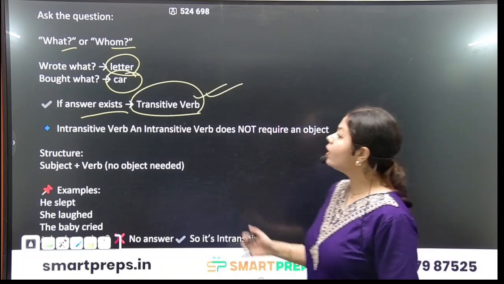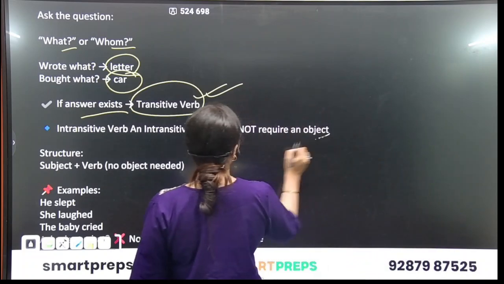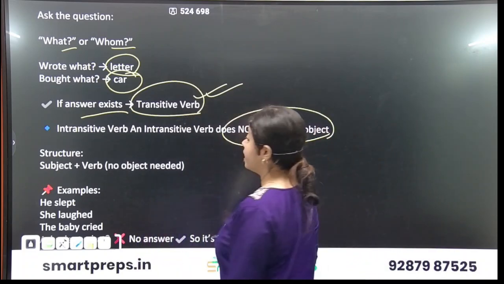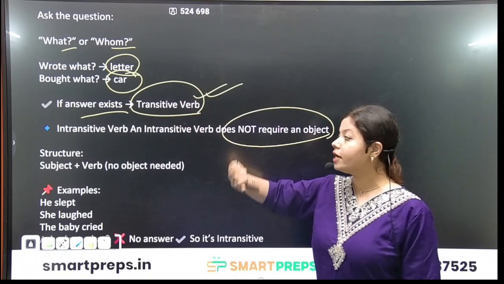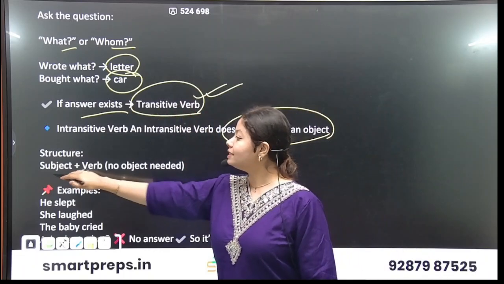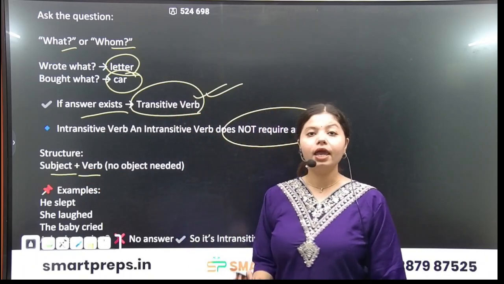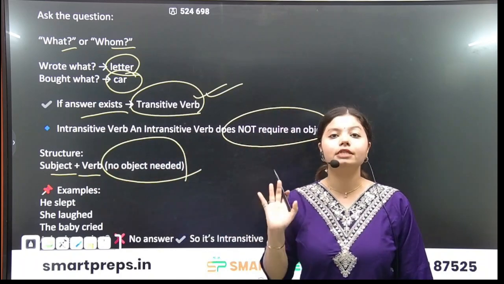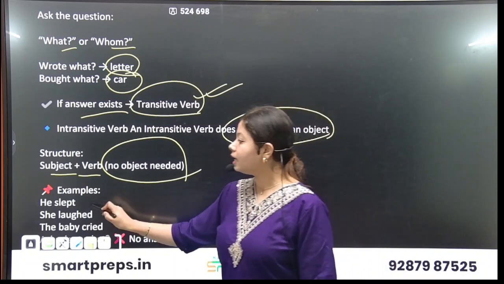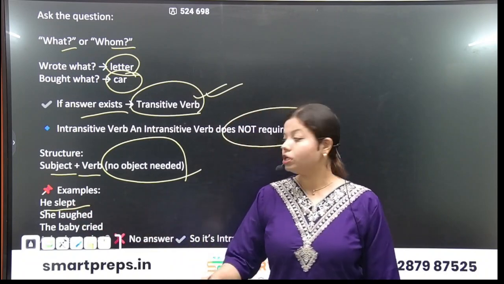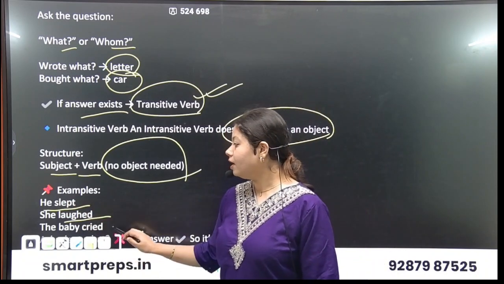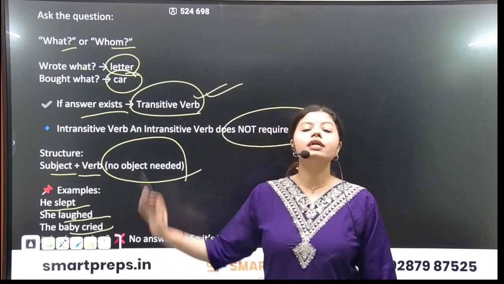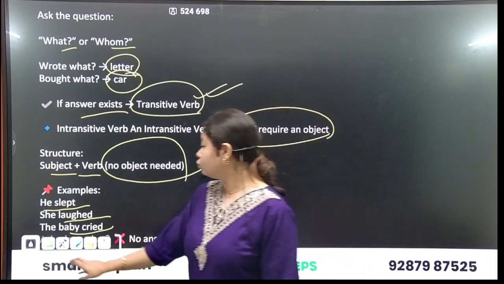Now, an intransitive verb does not require an object. It does not have any object. What will be its structure? Subject, verb. There will be no object required to complete its meaning. For example, he slept, she laughed, the baby cried. These are all intransitive verbs.